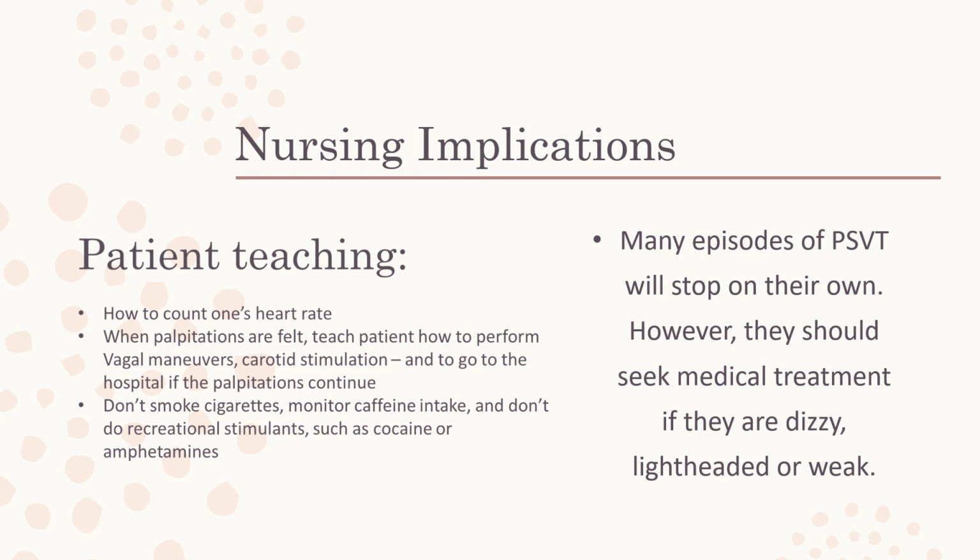What are the nursing implications for SVT or PSVT? First of all, patient teaching. You want to teach them how to count their heart rate. You want to teach them when palpitations are felt, how to perform vagal maneuvers, carotid stimulation, and to go to the hospital if the palpitations continue. Don't smoke cigarettes, monitor caffeine intake, don't do recreational stimulants such as cocaine or amphetamines. Many episodes of PSVT will stop on their own. However, they should seek medical treatment if the patient is dizzy, lightheaded, or weak.